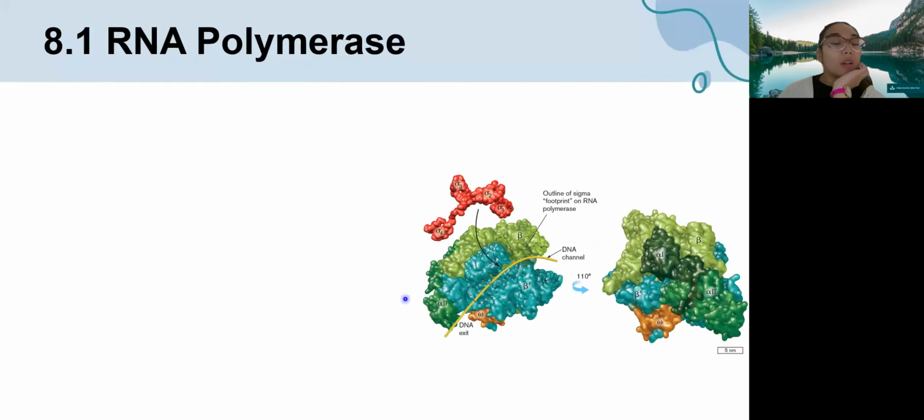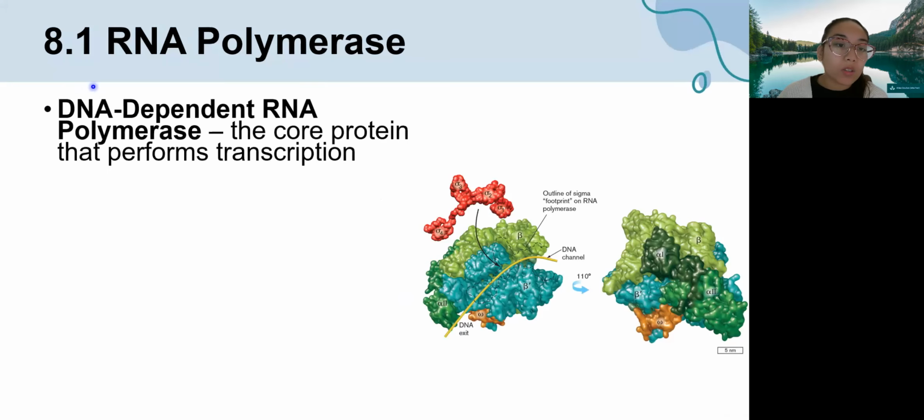8.1 goes over the RNA polymerase. So this is the enzyme that obviously transcribes DNA to RNA. It's also called the DNA-dependent RNA polymerase, DNA-dependent meaning that the template that it uses to make RNA is DNA. And this is what we call the core protein, and it's the main protein that performs transcription.